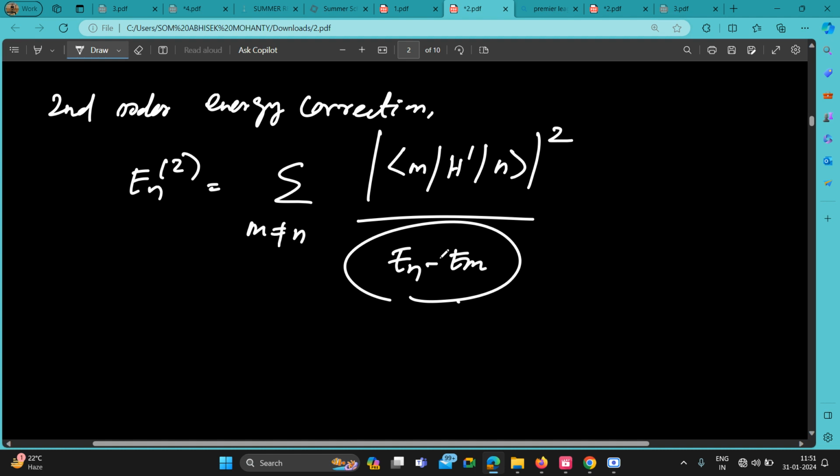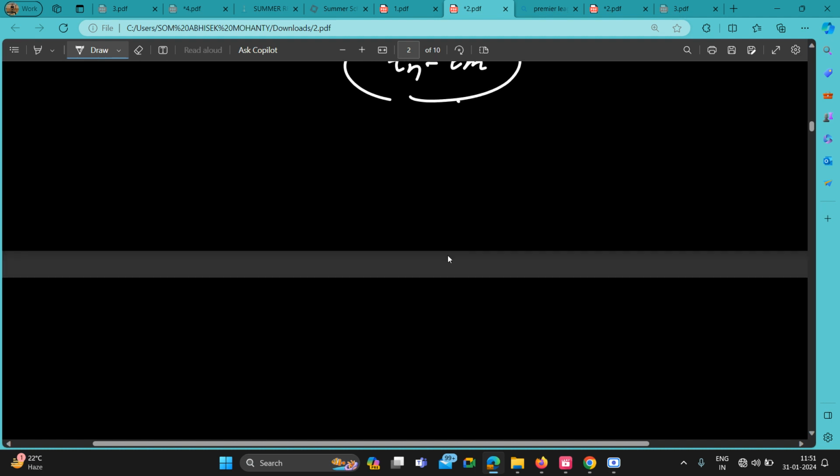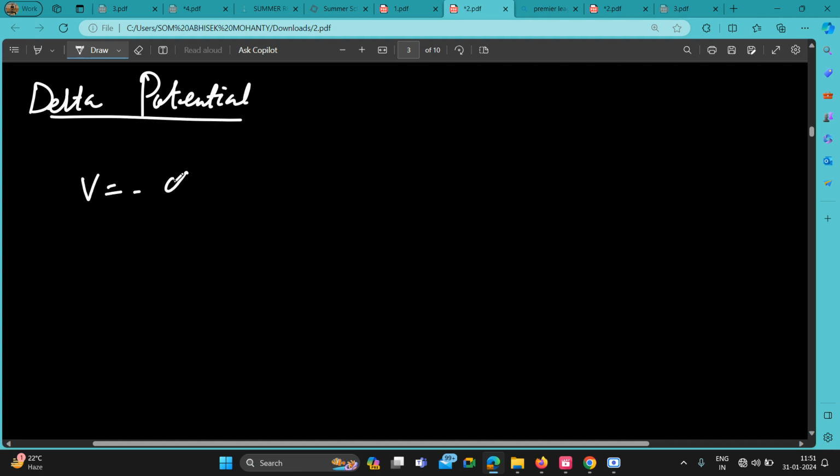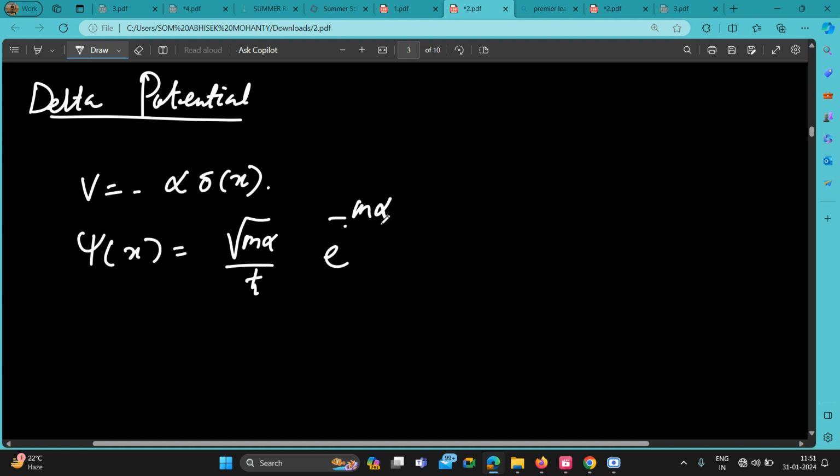There is another potential called the delta potential that is also there. Delta potential is V equal to minus alpha delta of x. Psi of x is square root of (m alpha by h squared) times e to the minus m alpha mod x by h squared, and your energy is minus m alpha squared by 2 h squared. This is your delta potential.